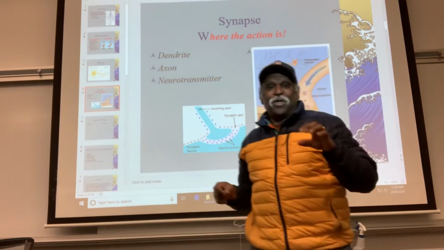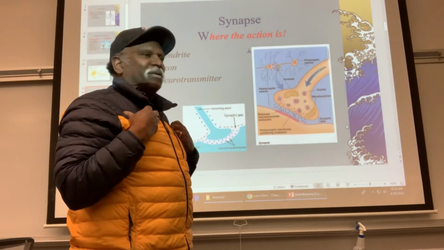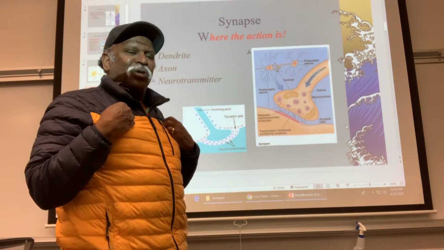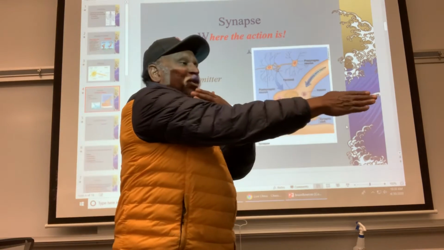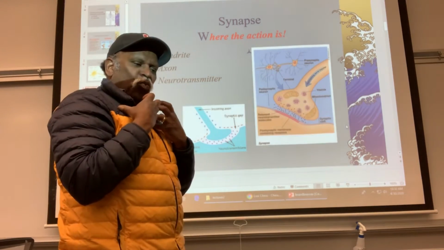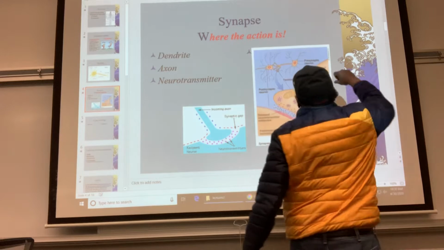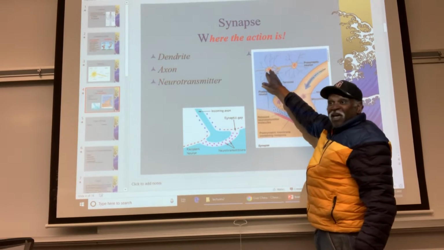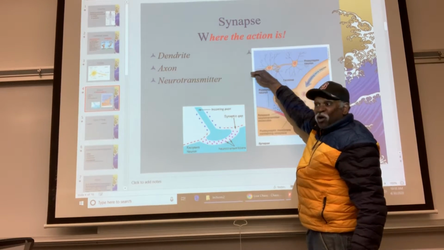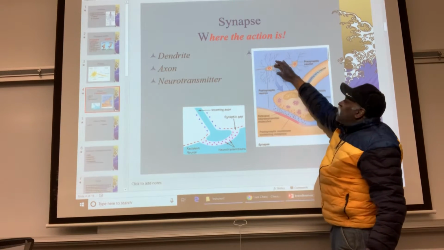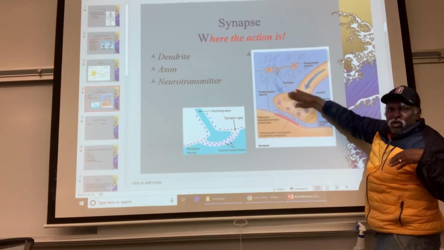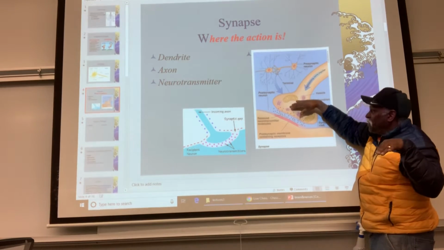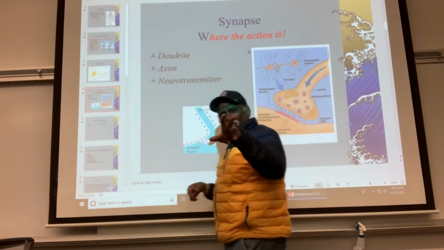Immediately after the impulse fires across, a process called reuptake takes place. The impulse builds up, the neurotransmitter fills the gap, and the impulse fires across. Let's go back here. The impulse builds up, the liquid substance fills the gap, the electrical impulse fires across, and then the neurotransmitters, or the liquid substance, get reabsorbed into where they were stored for the next fire.